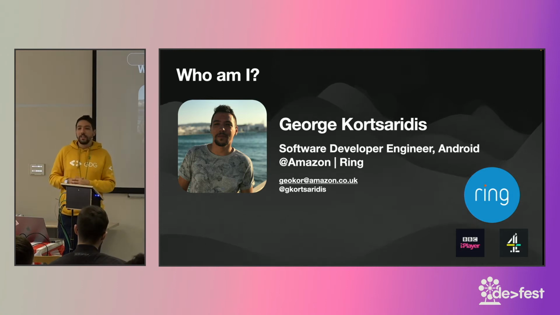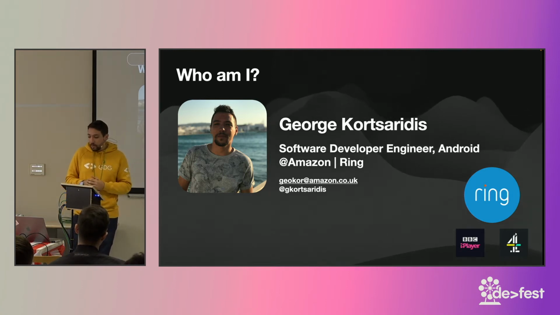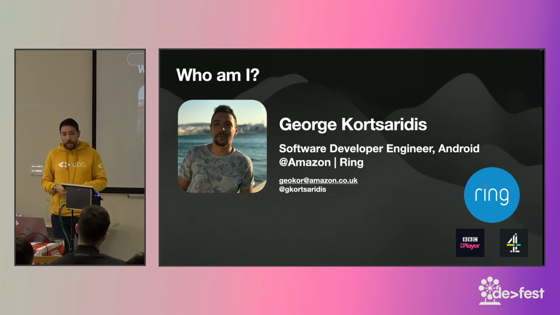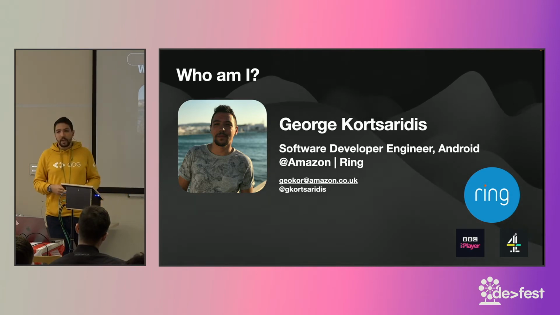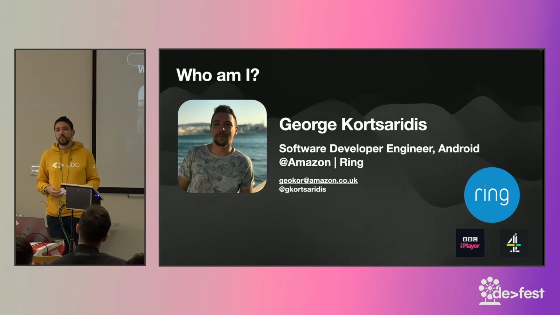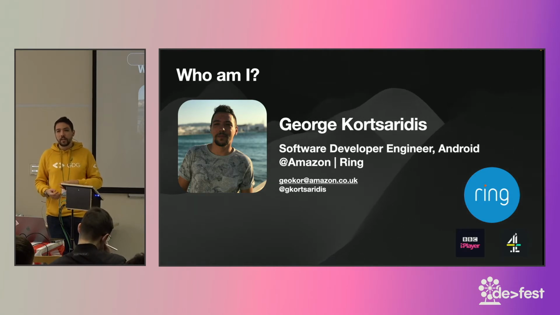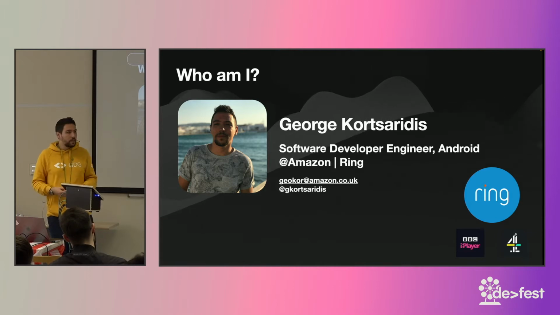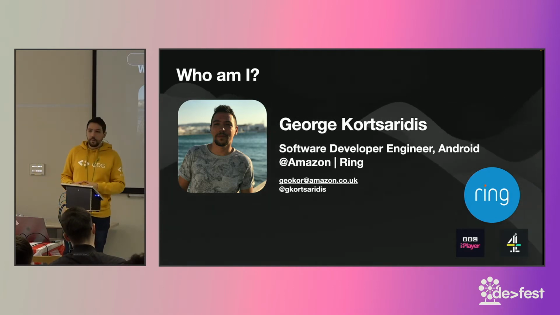Okay, so as I said, my name is George. I'm currently working as an Android developer, software engineer in Amazon. Now I'm working on the Android application of Ring, and before that within Amazon I was working with the Fire TV team, and my team was responsible for two of the biggest TV public broadcaster applications for the Fire TV devices, which is the BBC iPlayer and the All4.